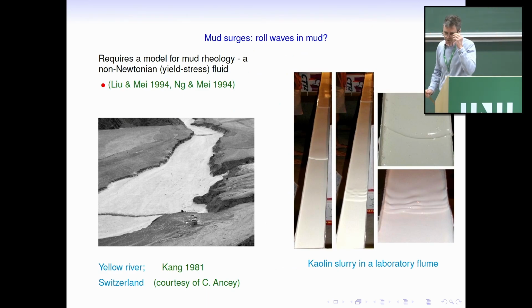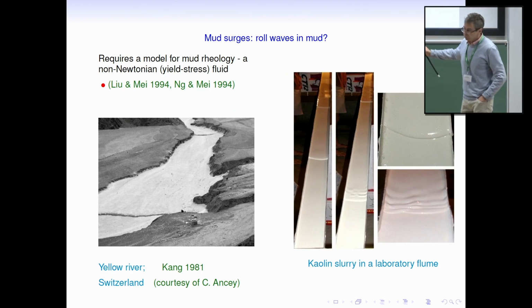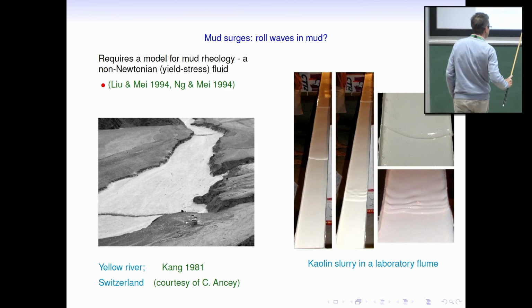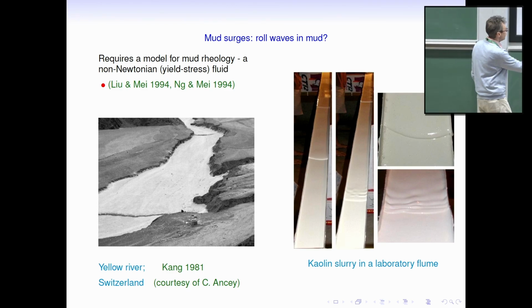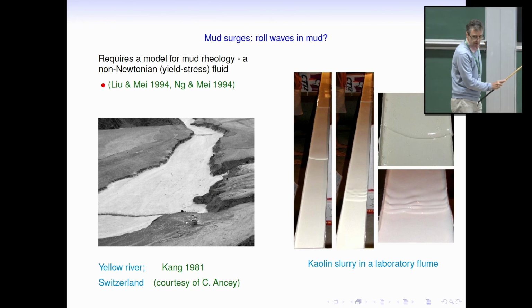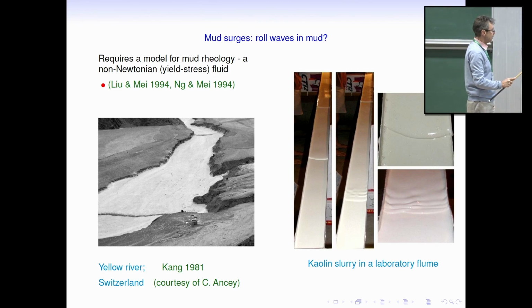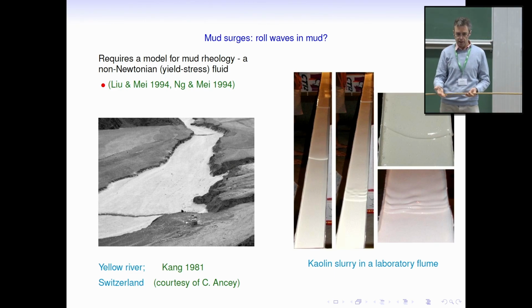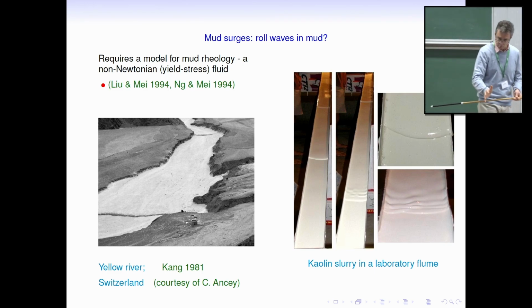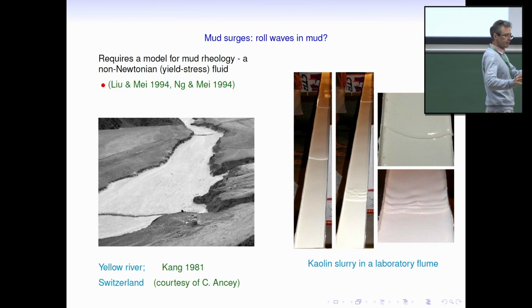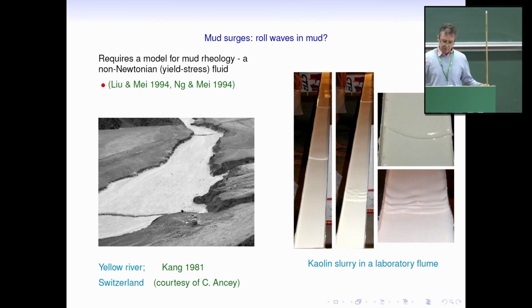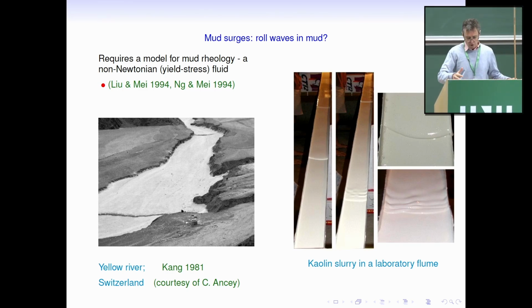So, first off, mud surges. This is a picture of the Yellow River, where you see these sharp jumps that are formed upon it that are propagating down the river. So this is in some state where the water has picked up a hell of a lot of sediment and it's just traveling basically as a mud. The mud's a sort of a non-Newtonian fluid, perhaps a yield stress fluid. So the question is perhaps this is the roll wave phenomenon. It's a laminar phenomenon, but now in a non-Newtonian fluid.